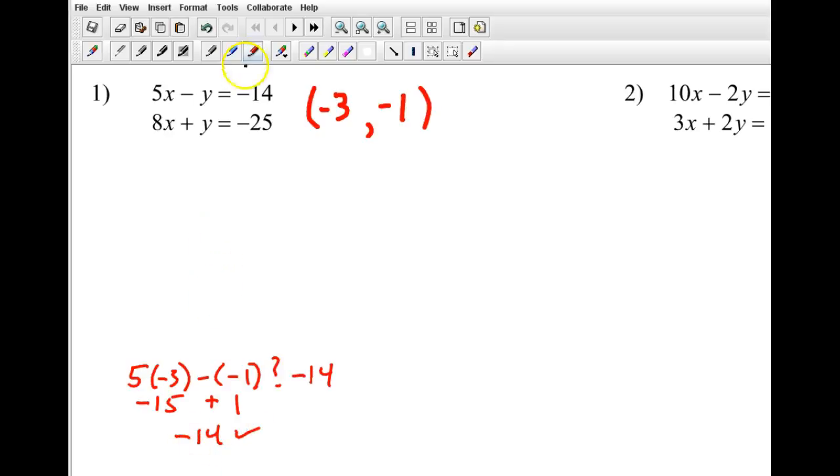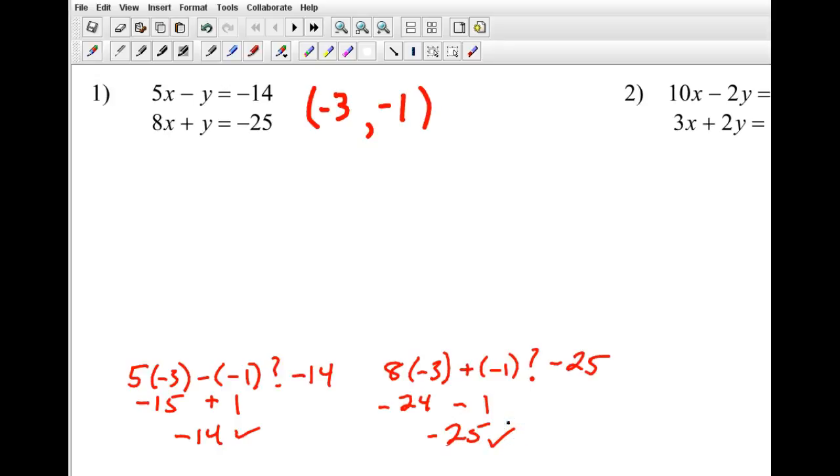So it checks out with the first equation, but then you want to check the second one. So is 8 times -3 plus a -1 equal to -25? Okay. And you get -24 minus 1, which is -25, so it works.